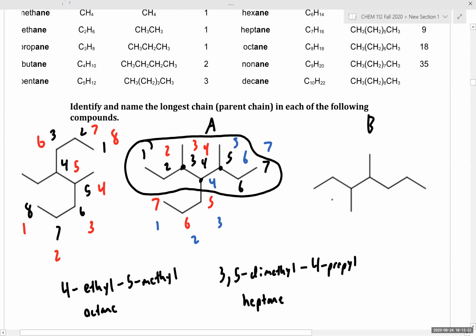Let's work on structure B now, and I'd like you to identify the longest chain in structure B. And I'd like you to tell me the carbon count in structure B. We'll discuss this example momentarily.